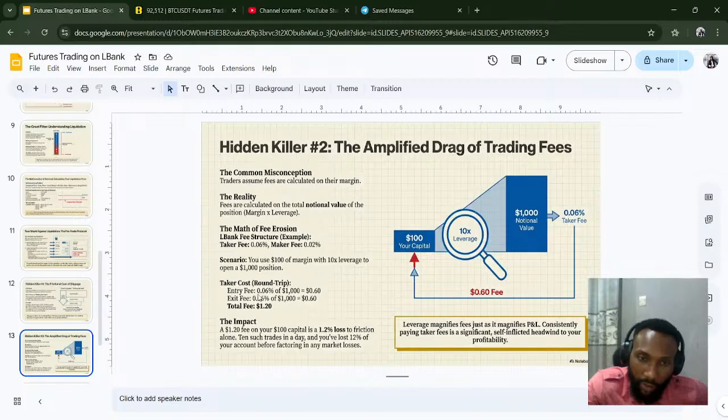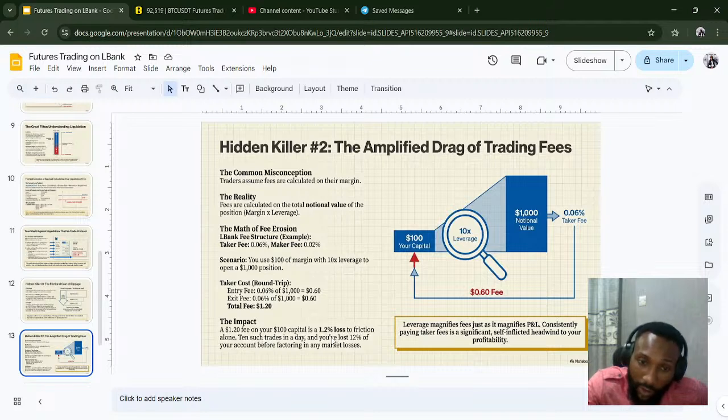Take the cost of a round trip. See the entry fee once when you finally enter: 0.06% of $1,000, which is $0.60. Exit fee, another 0.06% of that $1,000. You can see the total fee is $1.20. This is for taker, going in with market orders. The impact: $1.20 fee on your $100 capital is 1.2% loss to friction alone.